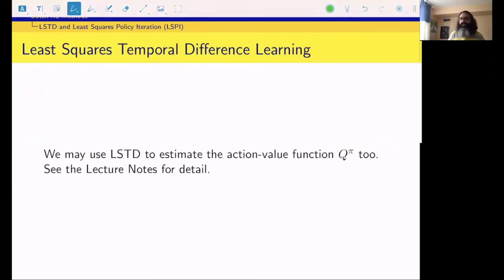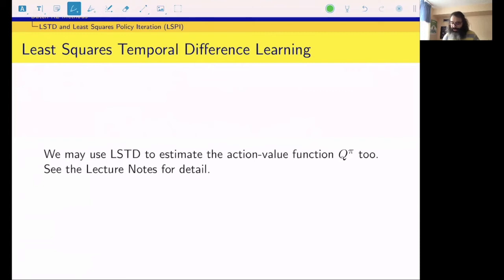Another comment about LSTD is that we can use LSTD to estimate the action value function Q pi too. It would be very similar, not much different. The only difference is that we need to define features phi that are functions of both states and actions instead of only states. If we can do that, which we can, then we get LSTD that estimates the Q function.